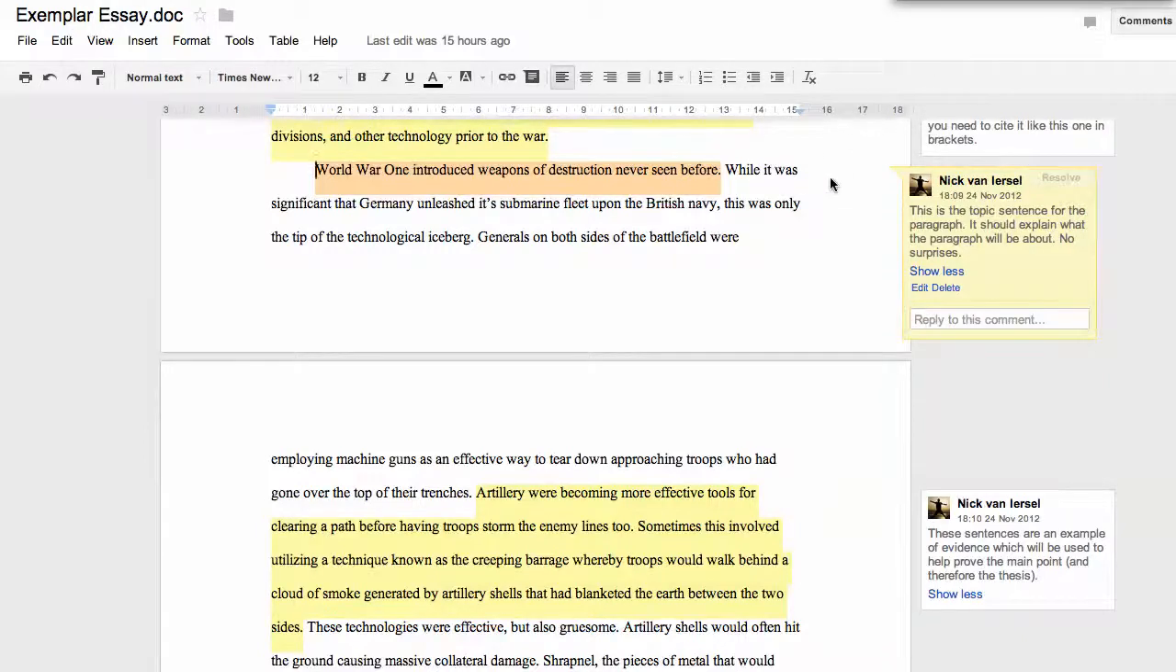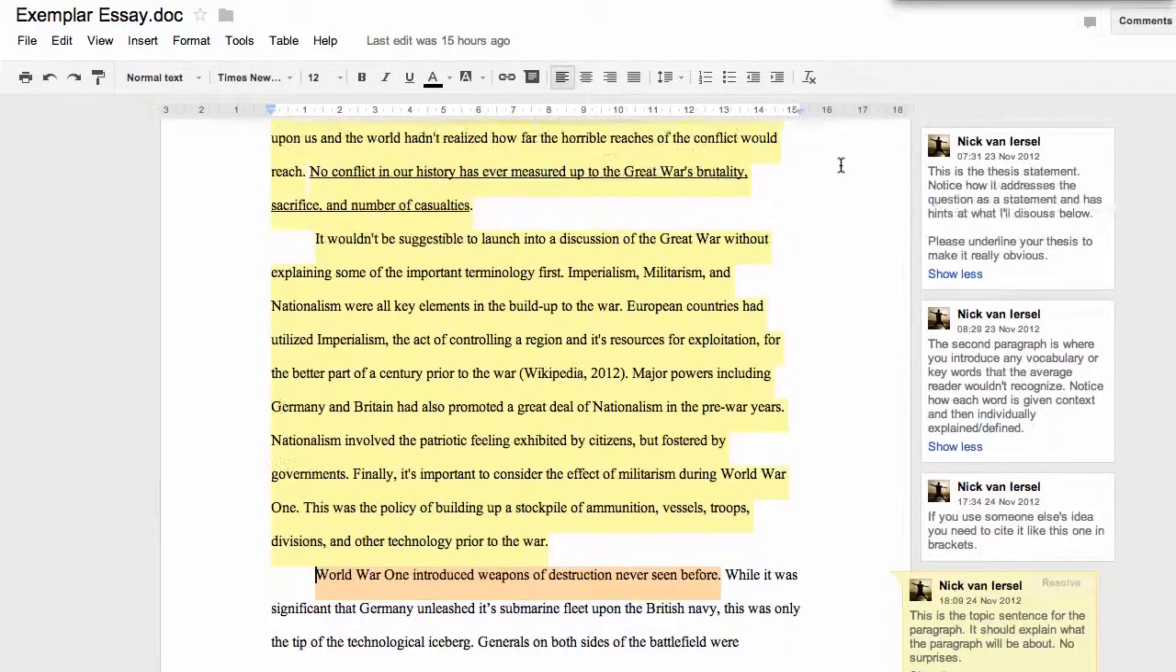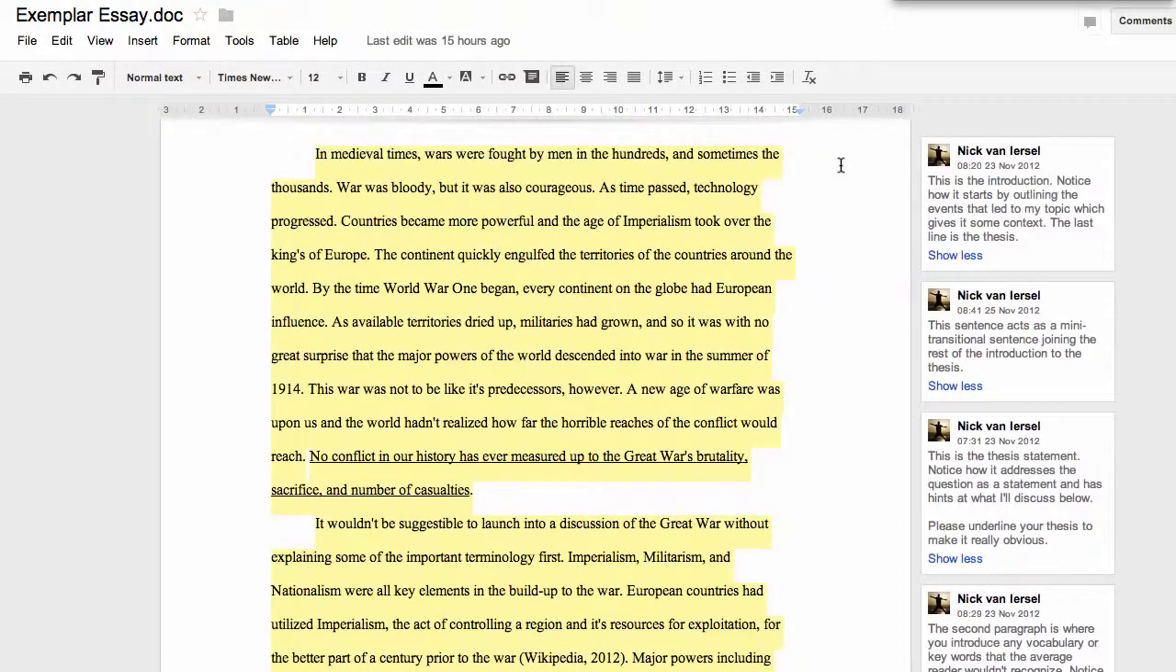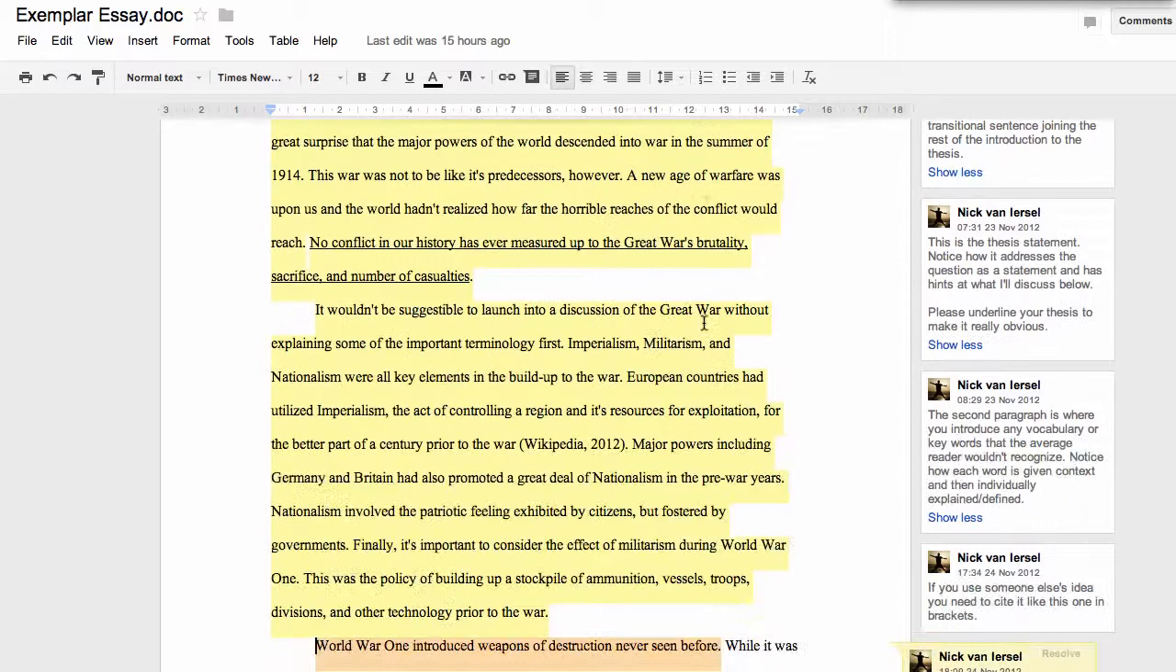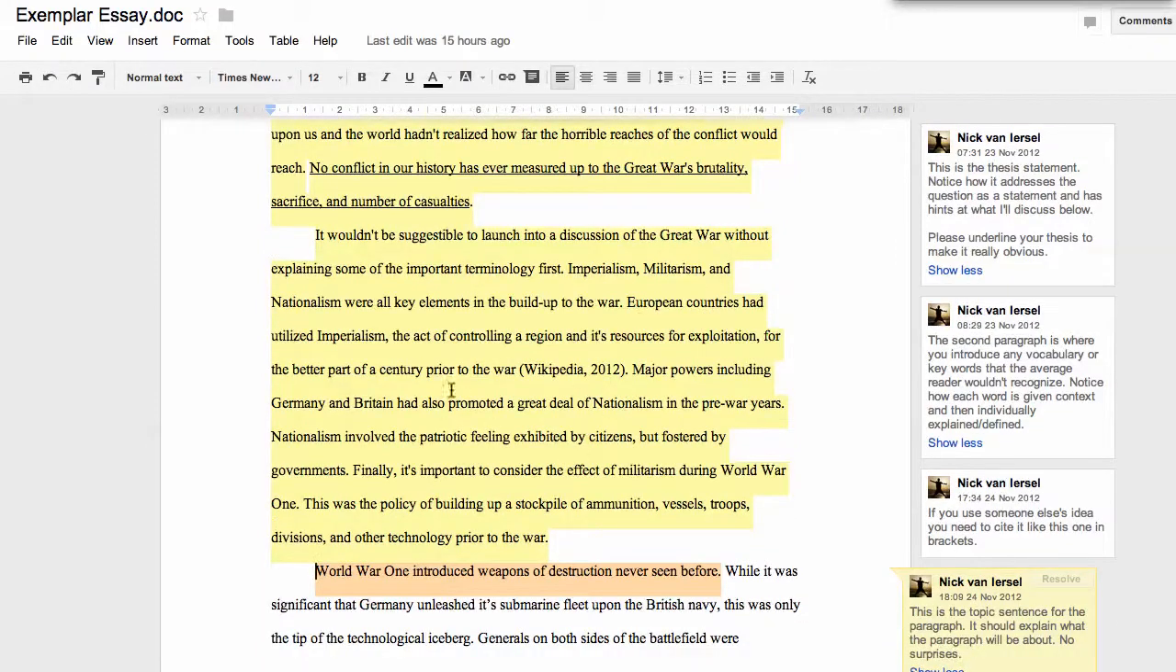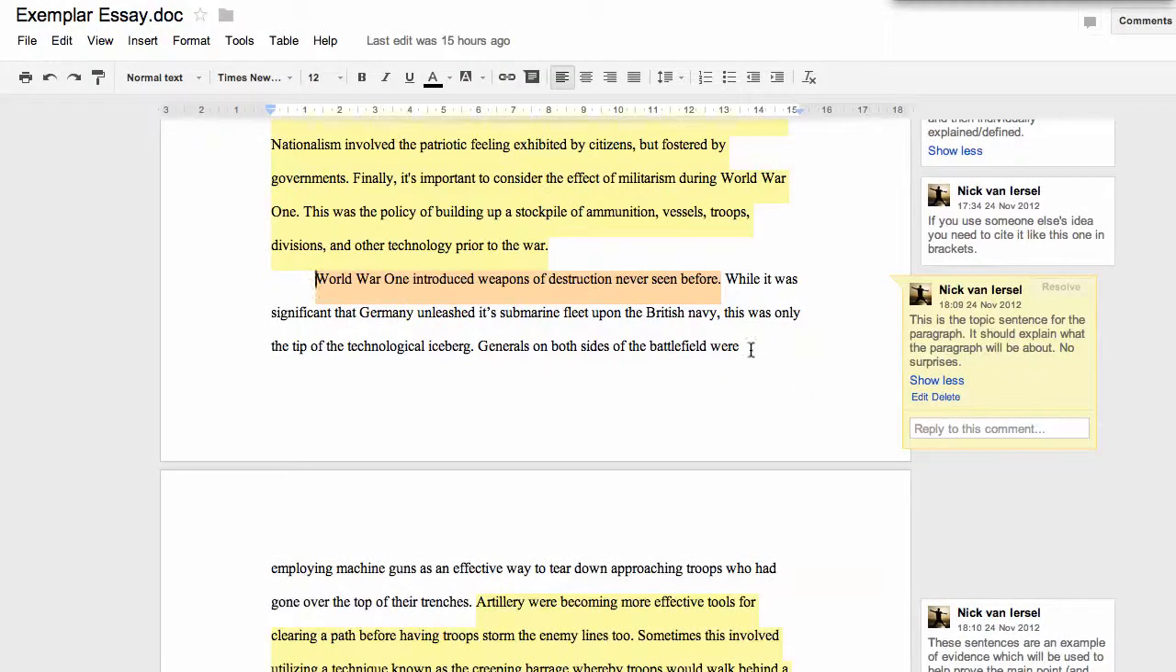You'll notice I'm inside the exemplar essay that I posted before. In a previous one we talked about the introduction, which is here, and whether or not you wanted to use a vocabulary paragraph, which is here. For this one we're looking at the body paragraphs.